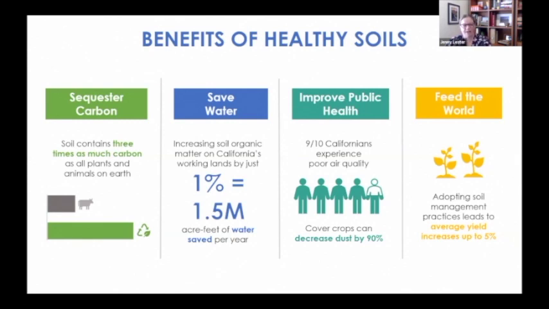The data in the middle, in the blue, is a really important and powerful one. It was research just done at the end of last year that showed a 1% increase in soil organic matter in our 25 million acres of ag land in the state would lead to 1.5 million acre feet of water saved per year.